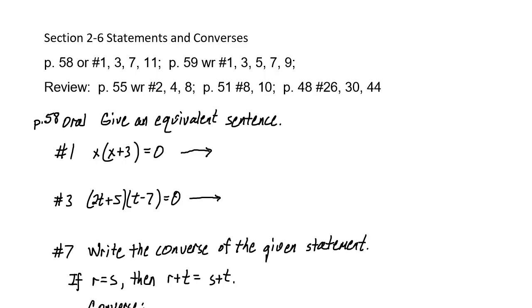Here's the answers beginning with page 58, the oral exercises. We're asked to give an equivalent sentence. For number 1, we have x times (x plus 3) equals 0.